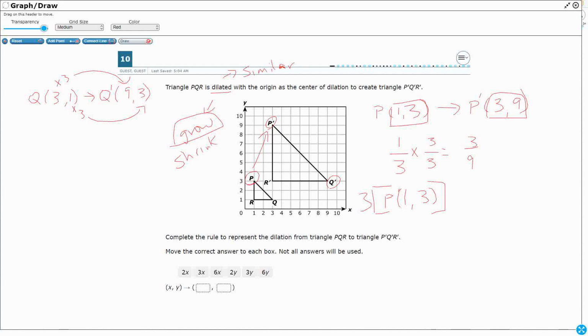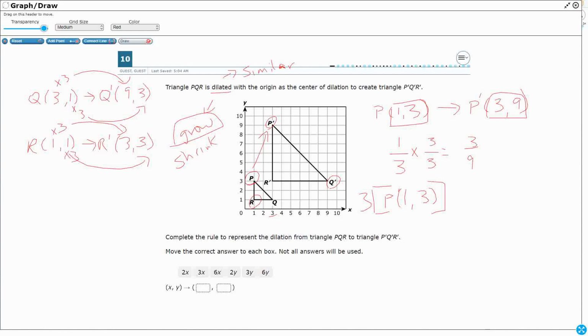And then we could do the same thing with R if we really wanted to, right? R is 1, 1. And it goes to R prime, which is 3, 3. And you see that pattern holds. Multiply by 3, and then we multiply by 3. So that's really what we're going to end up doing here.